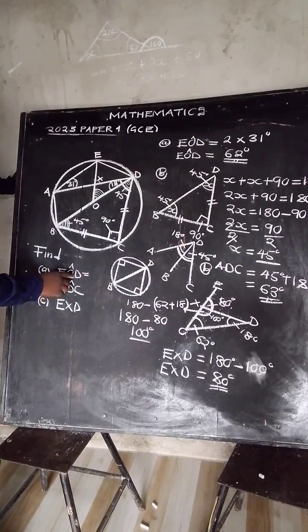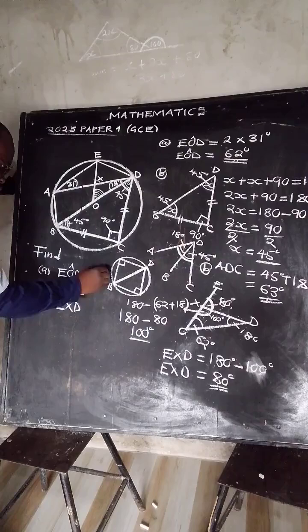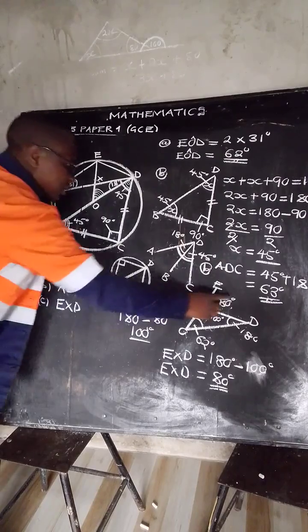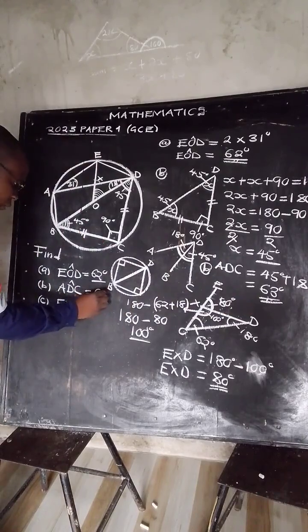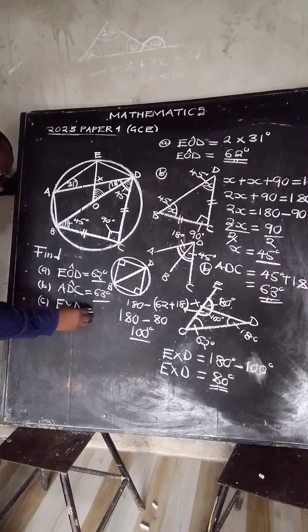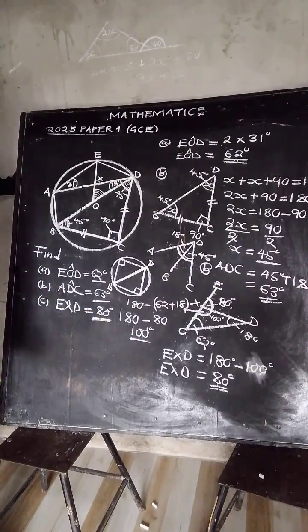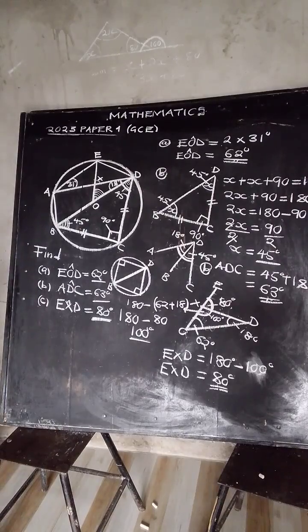So EOD, the answer we said is 62. Then ADC, the answer is 63. Then EXD, the answer is 80. So these are the solutions to this particular question.